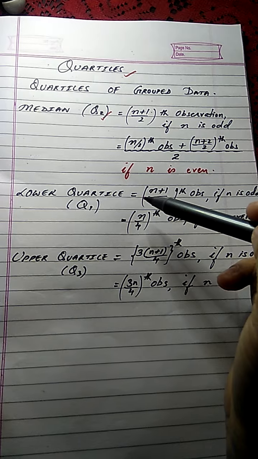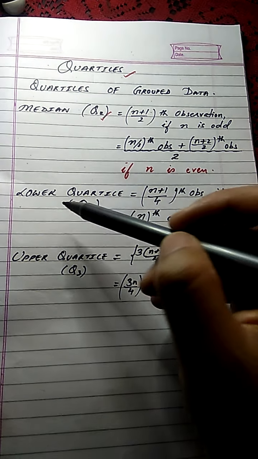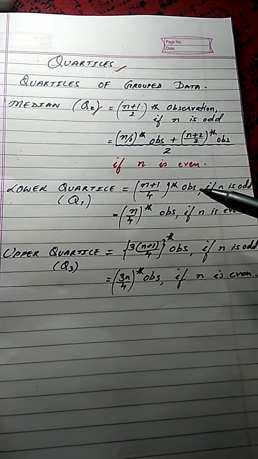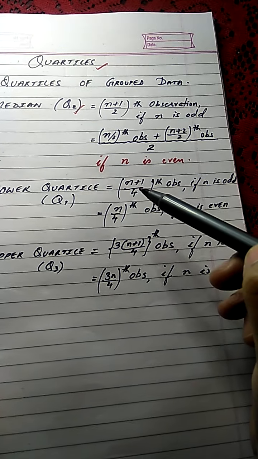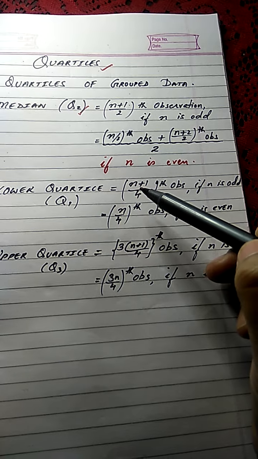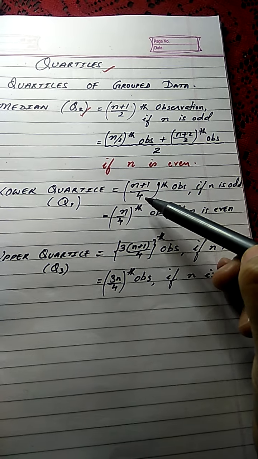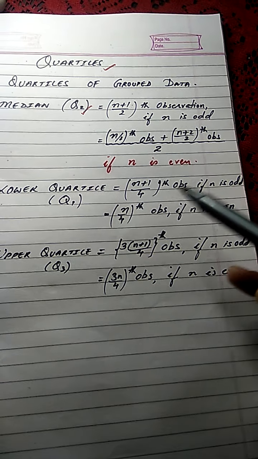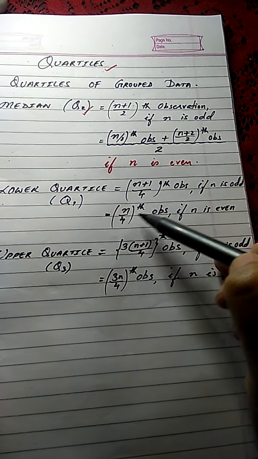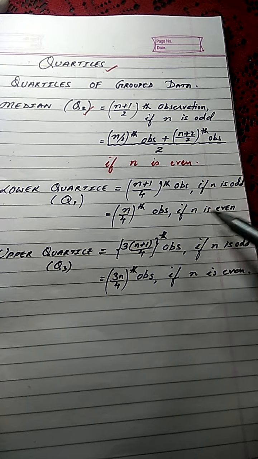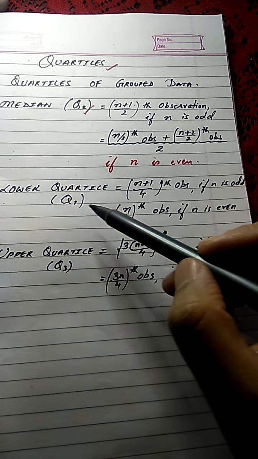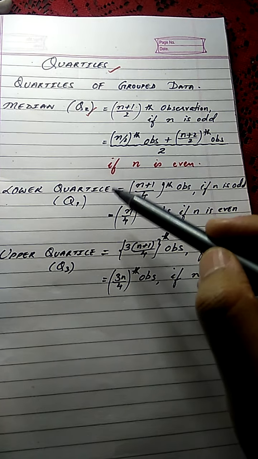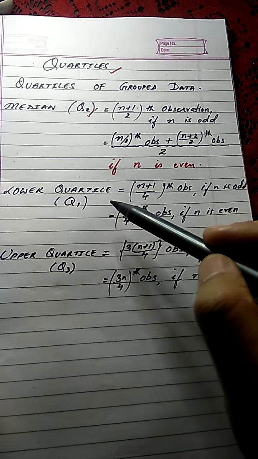divided into two equal parts by a value known as the lower quartile, which is denoted by Q1. What is the formula to find the lower quartile? The formula to find the lower quartile is (n plus 1) by 4th observation if n is odd, or n by 4th observation if n is even. So this lower quartile will divide the first half of the data into two equal parts.